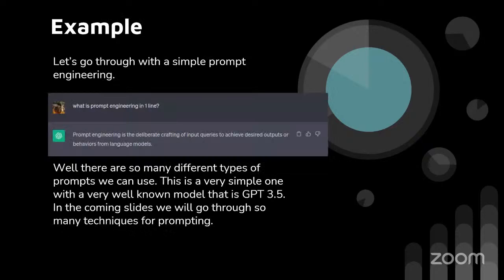So let's go through an example. Over here we'll see what is prompt engineering, and I'm asking what is prompt engineering in one line. You can see over here it's saying that prompt engineering is the deliberate crafting of input queries to achieve desired outputs or behaviors from language models. Well, there are so many different types of prompts we can use. This is a very simple one with a very well-known model, that is GPT 3.5. In the coming slides, we'll go through many prompting techniques.